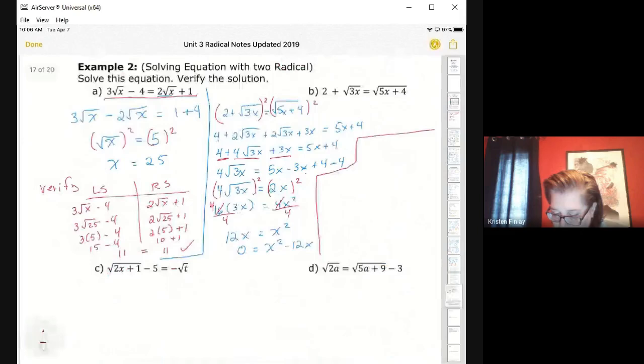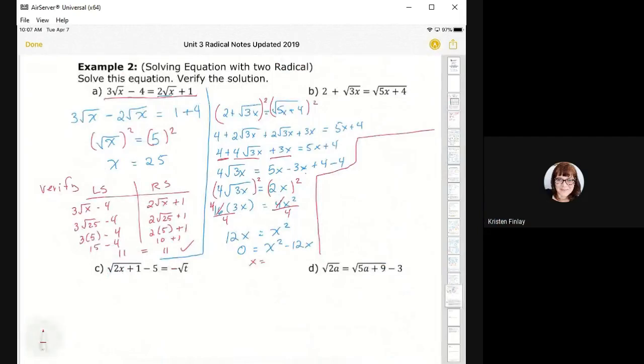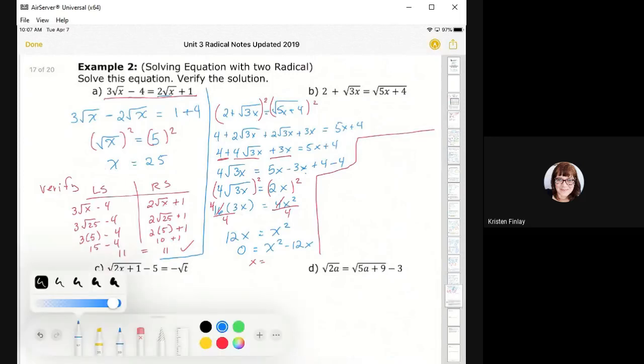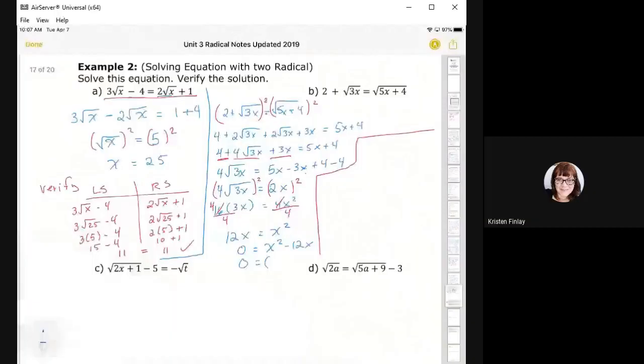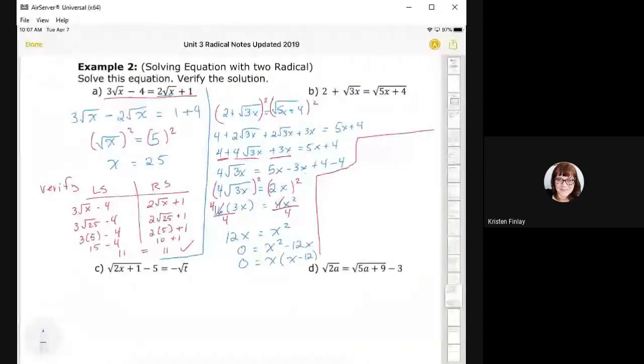So from our solutions, I would get x is equal to, well, let's factor that. I would get 0 is equal to x times x minus 12. Okay, so from that, x would equal 0 or 12. And those are the two solutions that I'm going to verify.